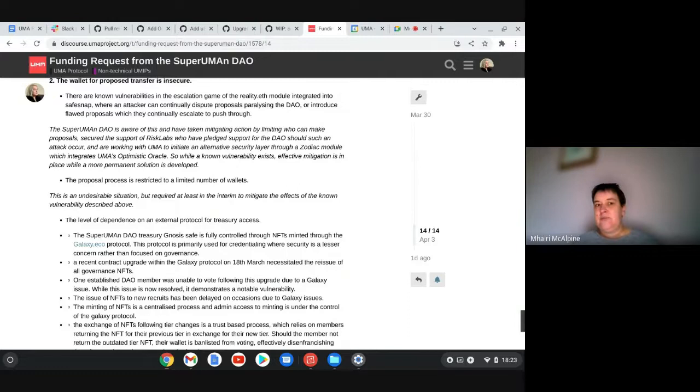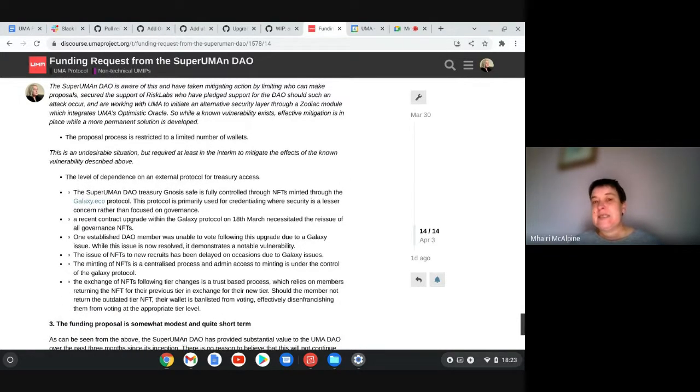I do also have concerns over the level of dependence this has on an external protocol for treasury access. It's fully controlled through NFTs minted through the Galaxy Eco protocol, which is primarily used for credentialing, where security is less of a concern. And the vulnerability of this was highlighted on the 18th of March when Galaxy upgraded their contracts, which necessitated the reissue of all governance NFTs. Following that upgrade, one DAO member was unable to vote. It's now been resolved, but it's a notable vulnerability. It also interrupted the minting of new NFTs to new recruits.